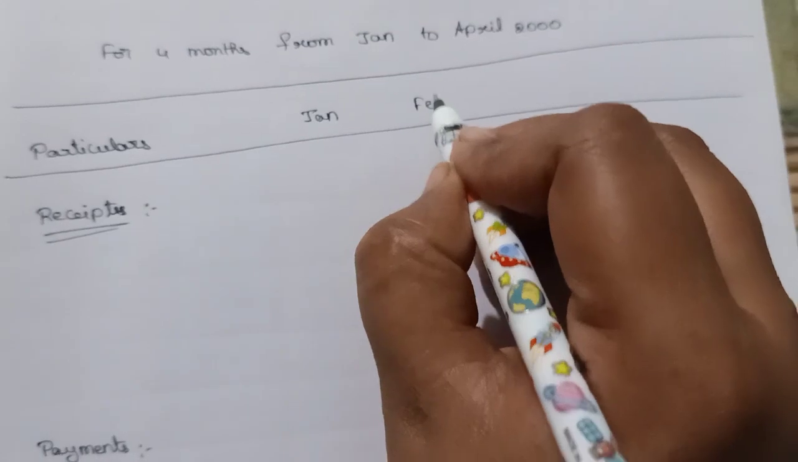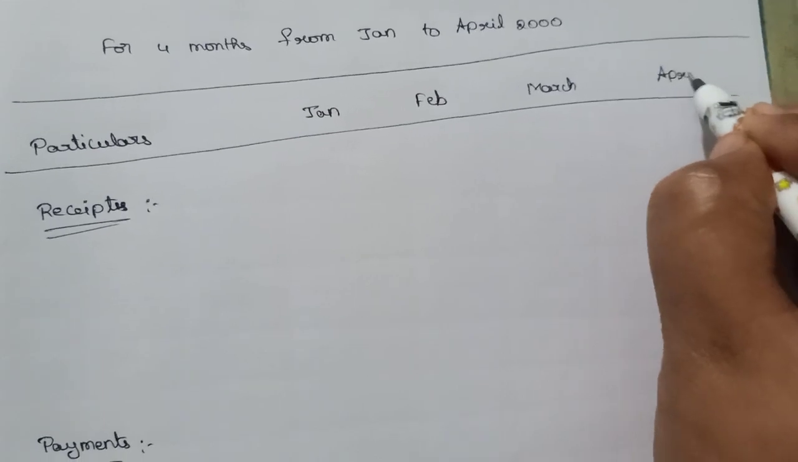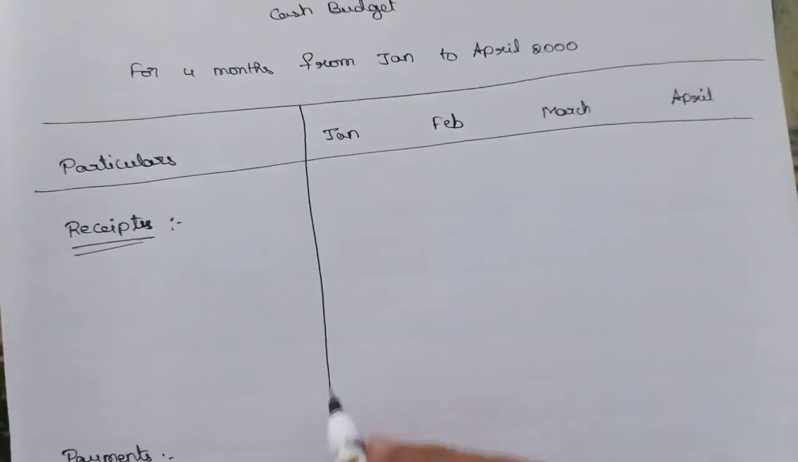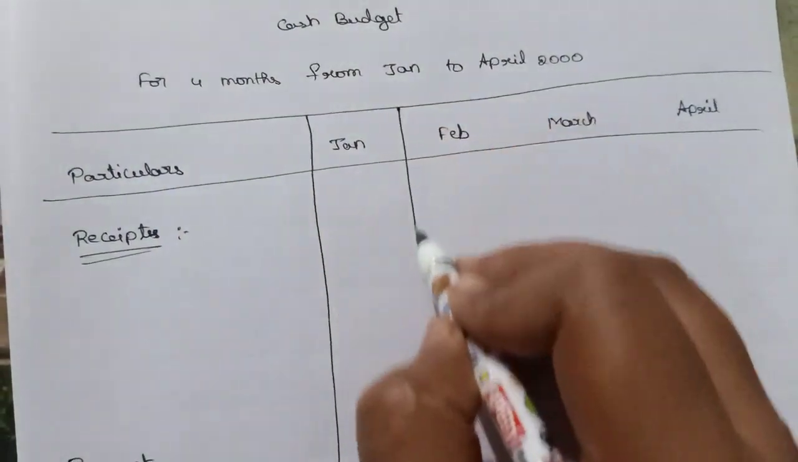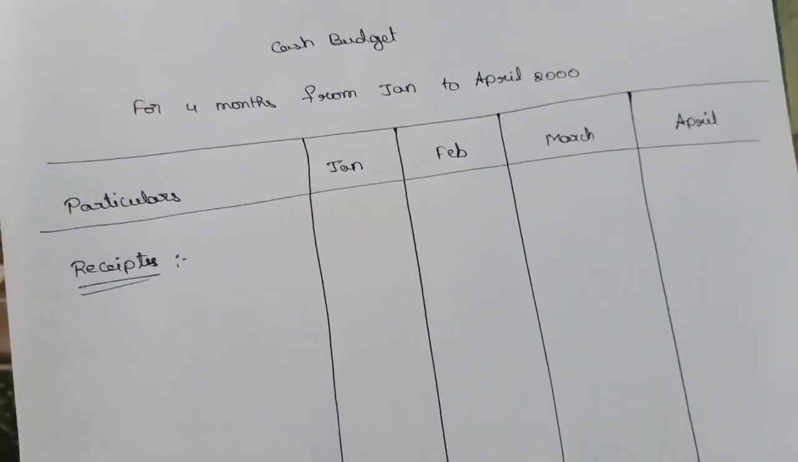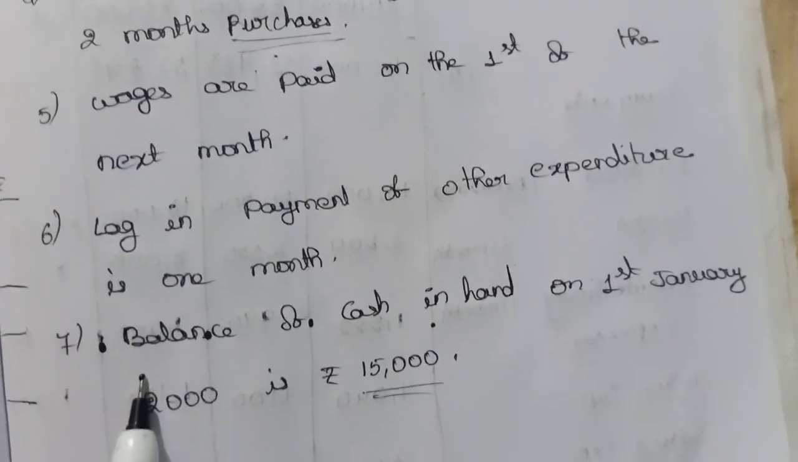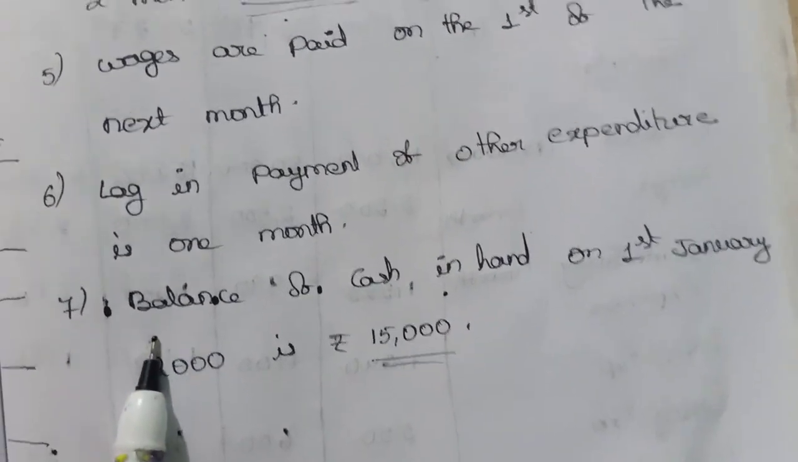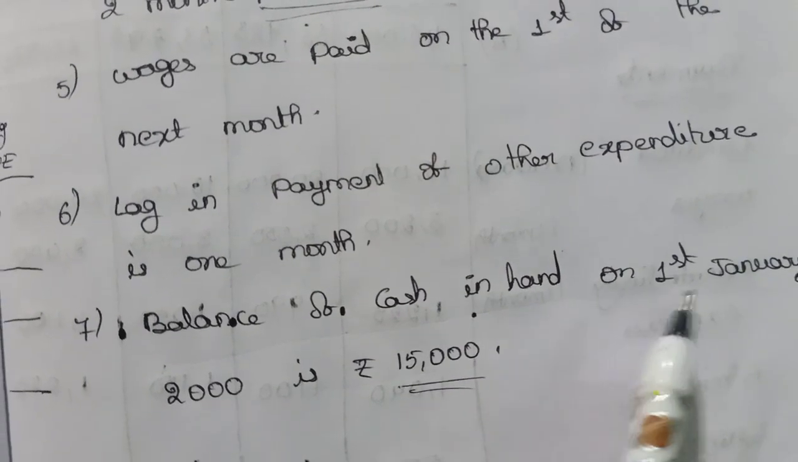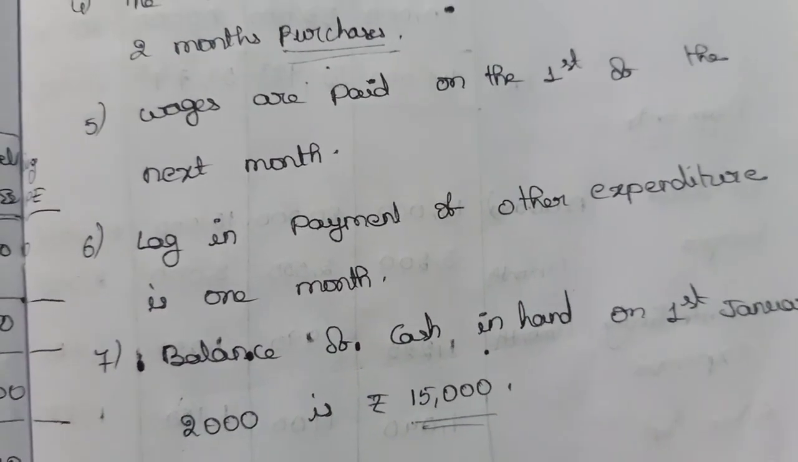Jan, Feb, March, April. So we have to prepare the statement for the 4 months. What the statement is giving here is receipts and payments, and before that, in the sum we have the closing balance, not the balance sheet. We can call this the balance of cash in hand on 1st January 2000, which is 15,000.